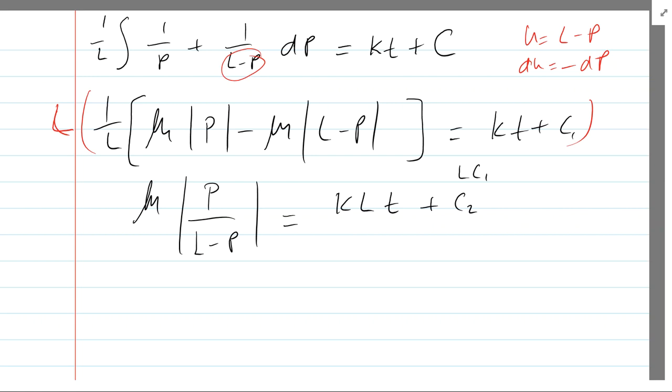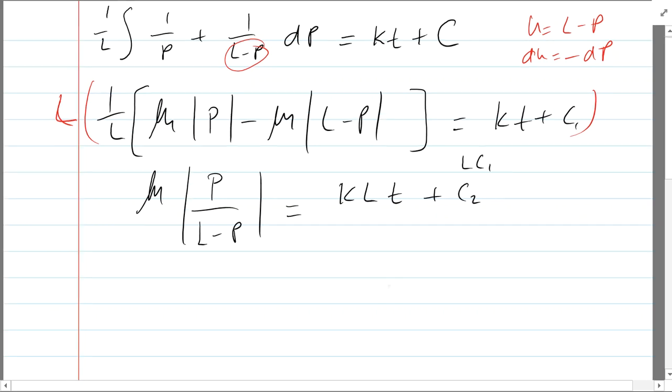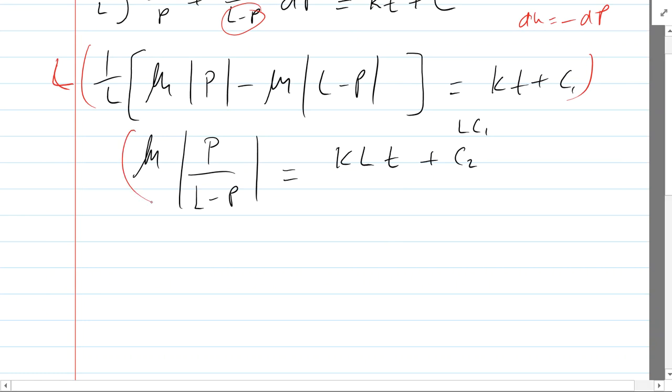All right, not done yet. How do I undo this? I'm going to do exponential. This whole thing raised to the e power, this whole thing raised to the e power, and you have to watch this because you're adding it. Does this become e to the KLT times e to the C? We're not going to call it C. We're actually going to change this. We're going to call it B. You'll see why in a minute.